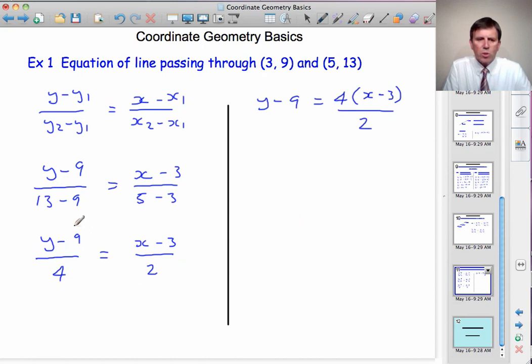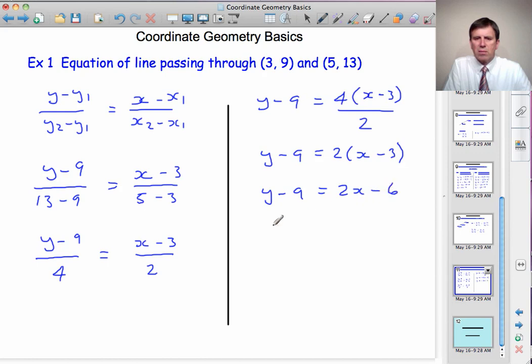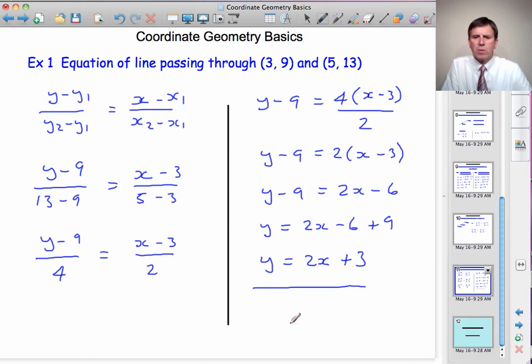Let's just check what we're doing there. I'm just multiplying that through by 4, so the denominator disappears, but I have to multiply this side by 4 as well. Now the 4 and the 2 will cancel, so I can write y minus 9 is equal to 2 bracket x minus 3. And now we expand the bracket. Y minus 9 is equal to 2x, and 2 times minus 3 is minus 6. Take the minus 9 across, it becomes plus 9. And so y is equal to 2x, and minus 6 plus 9 is plus 3. So there's the final answer for the equation of the line. It's y equals 2x plus 3.